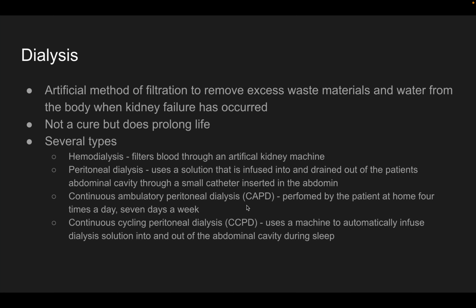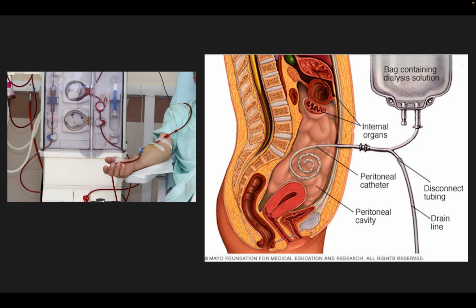This first one is, again, that peritoneal dialysis, performed by the patient at home 4 times a day, 7 days a week, but at least it's at home. The other one, continuous cycling peritoneal dialysis, uses a machine that constantly puts that solution into and out of the abdominal cavity during your sleep. So again, these are done at home. Sometimes an at-home nurse is required to come and set it up. Sometimes family members are taught how to do this, but at least it keeps people at home and out of the hospital.